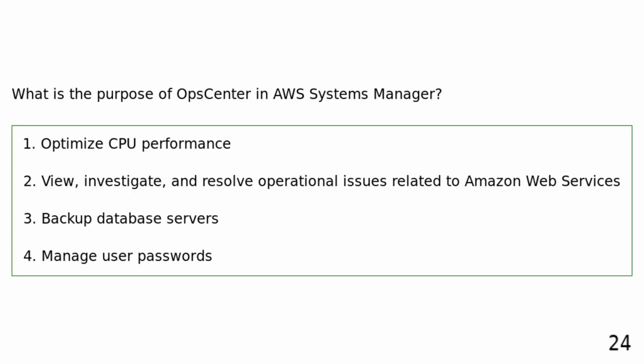What is the purpose of Ops Center in AWS Systems Manager? Optimize CPU performance. View, investigate, and resolve operational issues related to Amazon Web Services. Backup database servers. Manage user passwords.